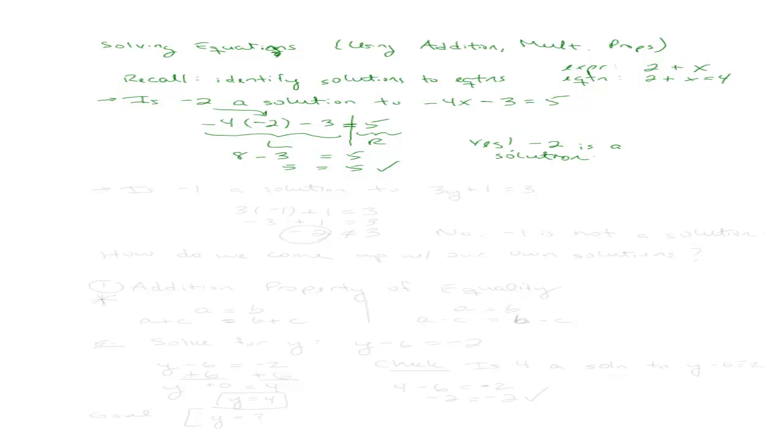I can give you another one. Is negative 1 a solution to the equation 3y plus 1 equals 3? And what I'm looking for is, when I plug in negative 1 for y, will both sides of my equation be the same? So let's see. The left side simplifies to be negative 3 plus 1, and negative 3 plus 1 is negative 2. And negative 2 is not equal to 3. Therefore, no. Negative 1 is not a solution.